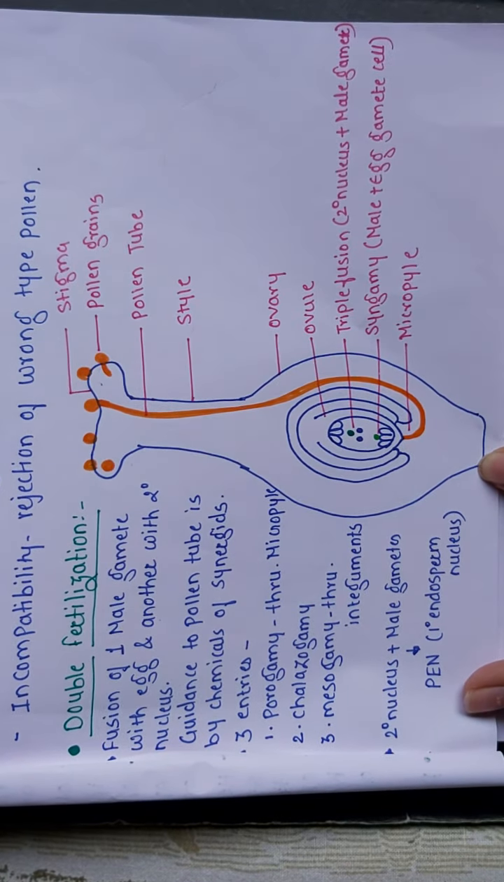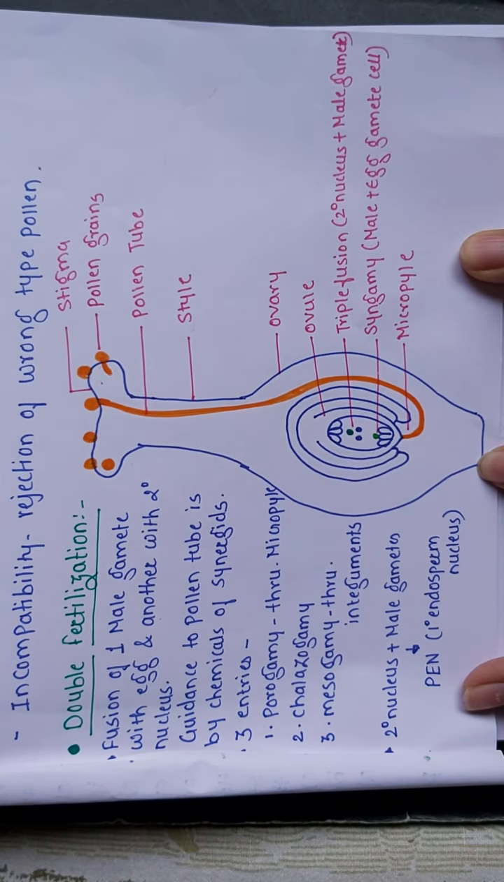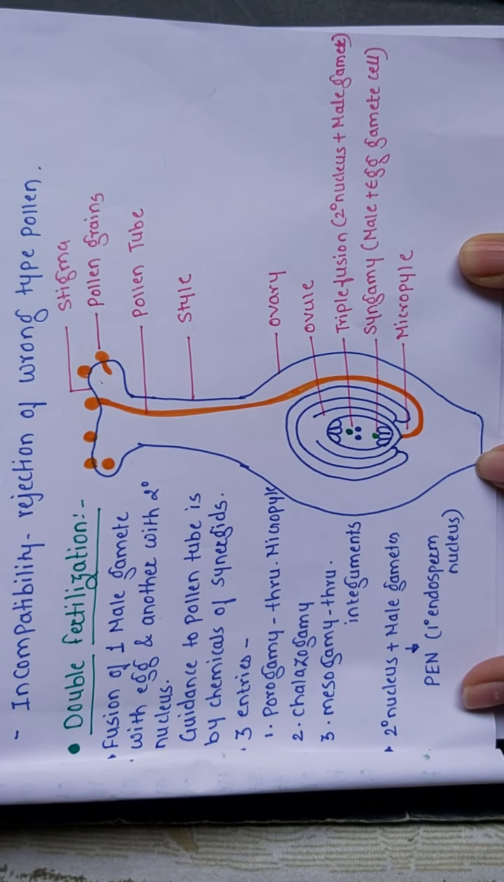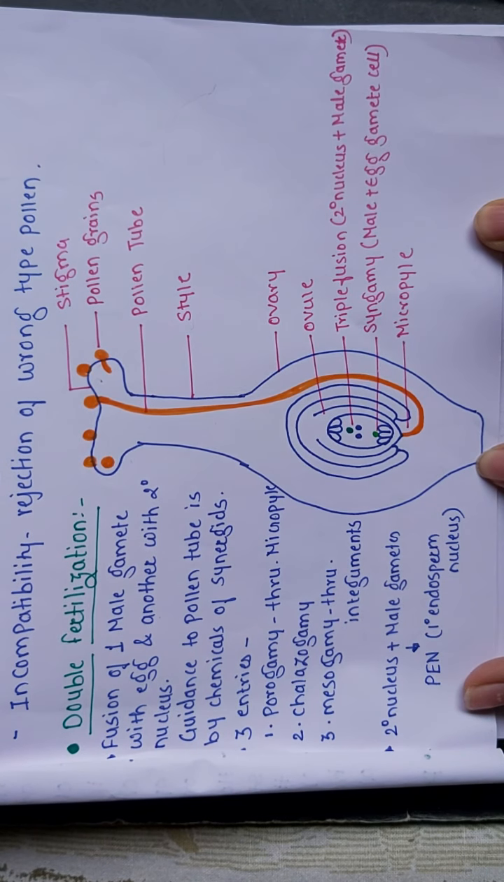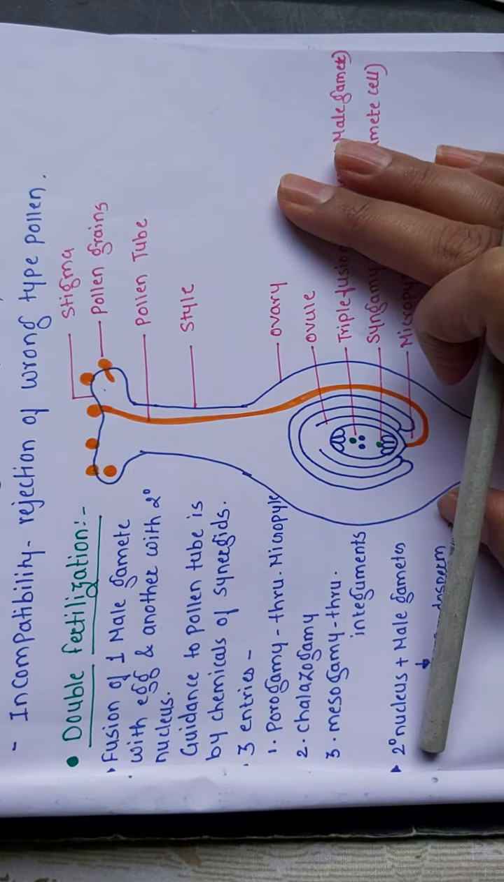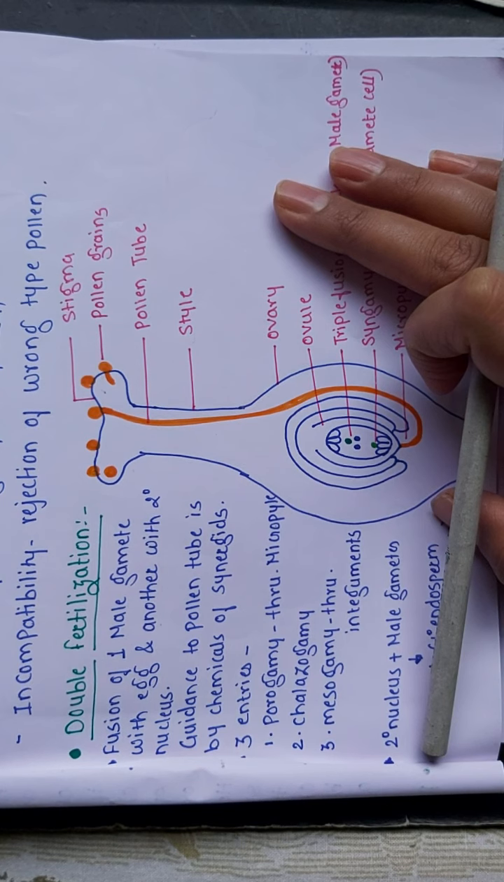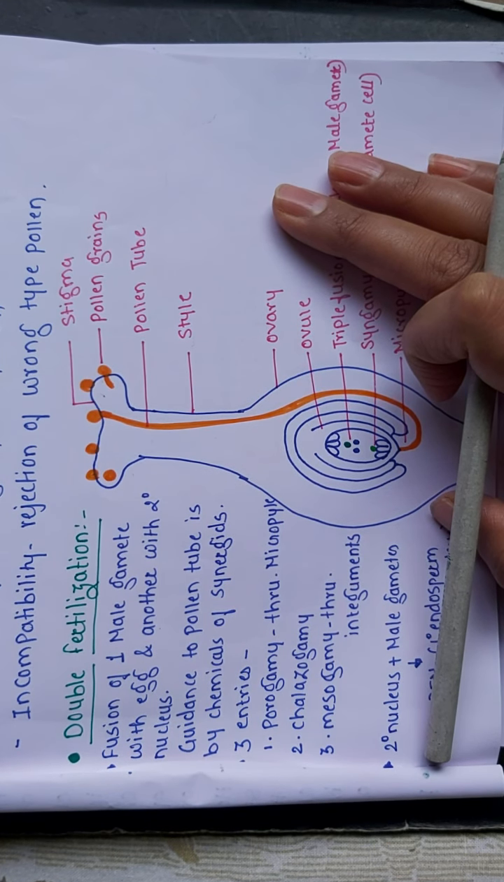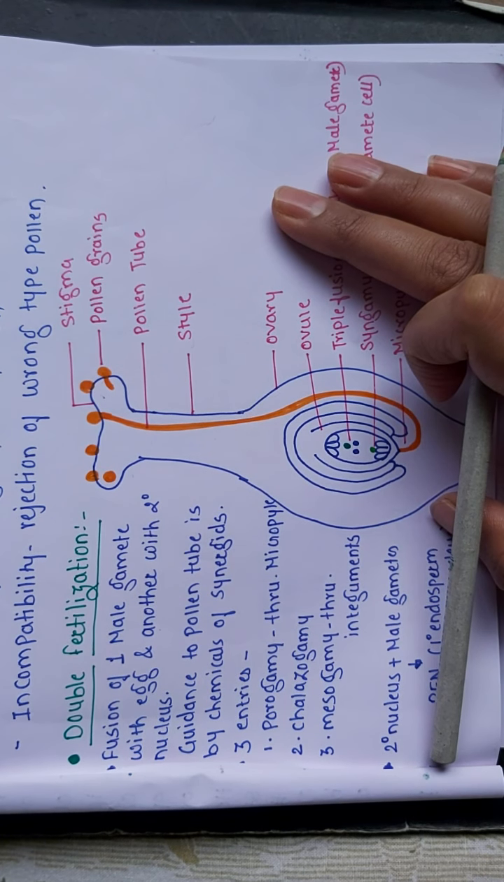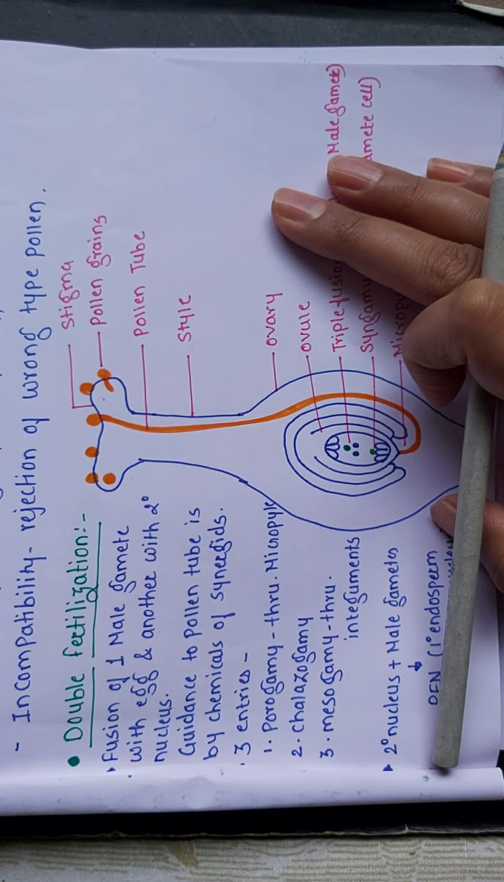So the next term is nothing but double fertilization. Why is it known as double fertilization? Why are we calling it double fertilization? Because in double fertilization, there is the fusion of one male gamete with the egg and of another male gamete with the secondary nucleus. That is why it is known as what?